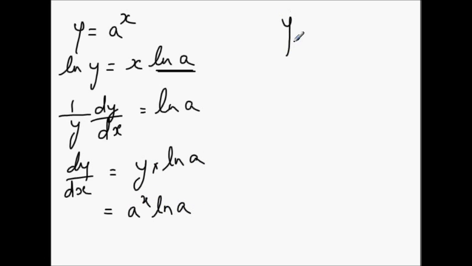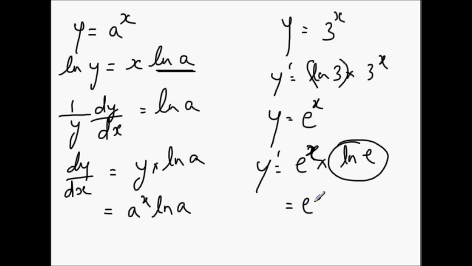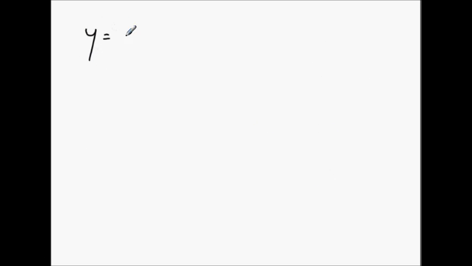So how does it apply? You can say y equal to 3 to the power x. Then dy/dx is ln 3 times 3 to the power of x. And this is the reason why you get e to the power x as the derivative of e to the power x. If you apply the same formula, the derivative would be e to the power x times ln e, and you know that ln e is 1, so therefore you get e to the power x as the derivative of e to the power x.